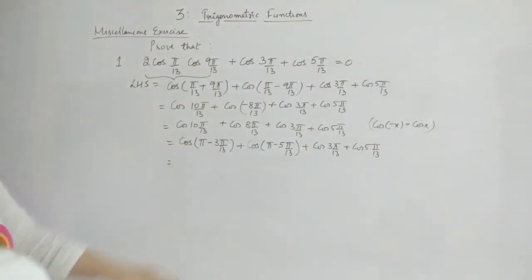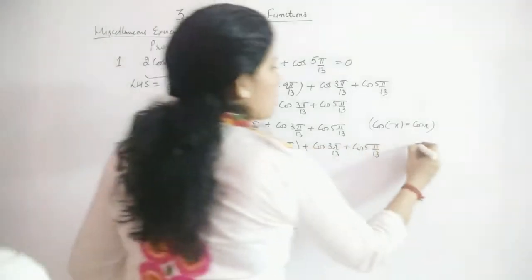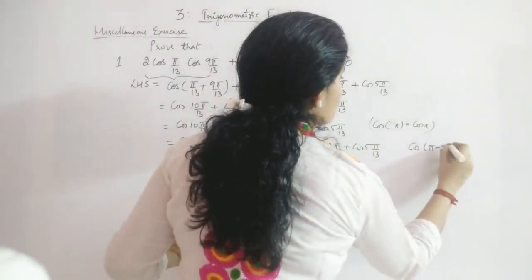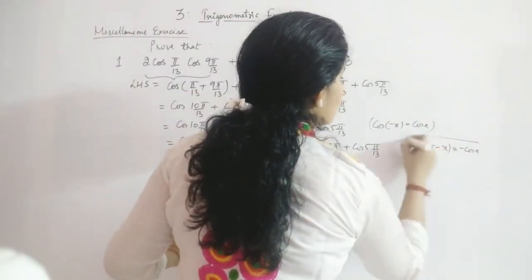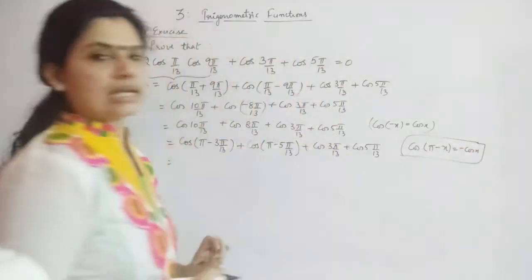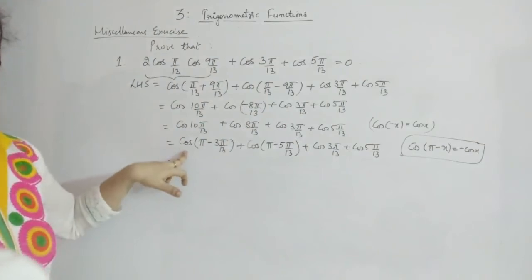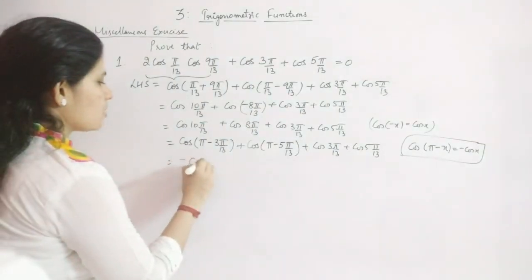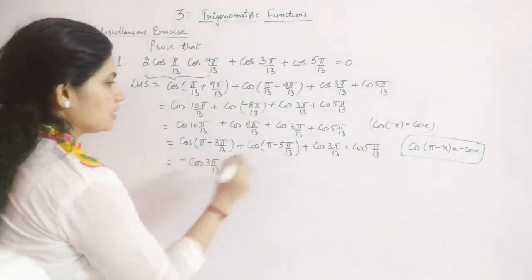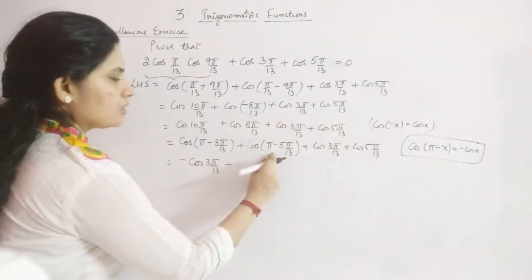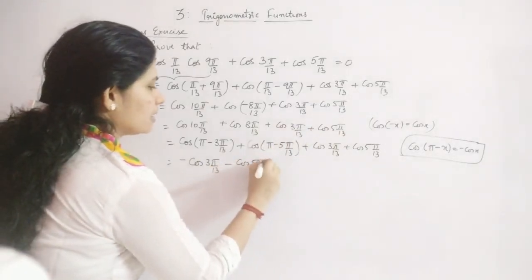Cos of pi minus theta is minus cos theta, right? Cos of pi minus x will give you minus cos x. That is, it is in which quadrant? Second quadrant. Pi minus something is in the second quadrant, and in the second quadrant cos is having negative value. So you get minus cos 3 pi by 13 using that property. Again here you will have negative cos 5 pi by 13.